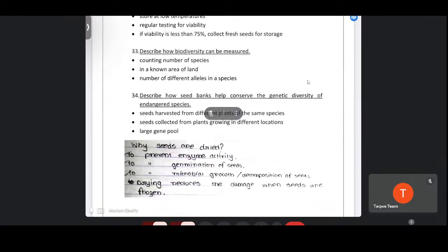Question number 33 asks us to describe how biodiversity can be measured. Basically, by counting the number of species in a known area of land, or the number of different alleles in a species. Describe how seed banks help conserve the genetic diversity of endangered species. Seeds harvested from different plants of the same species. Seeds collected from plants growing in different locations. Large gene pool.